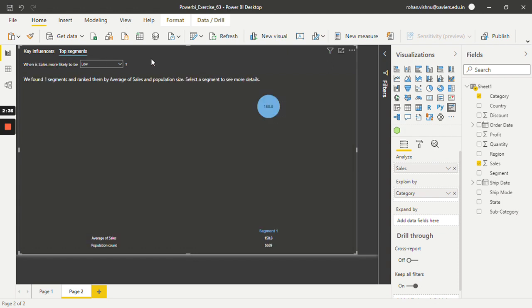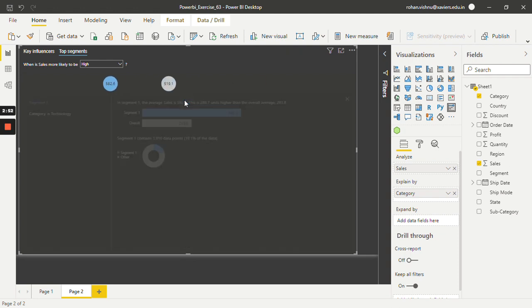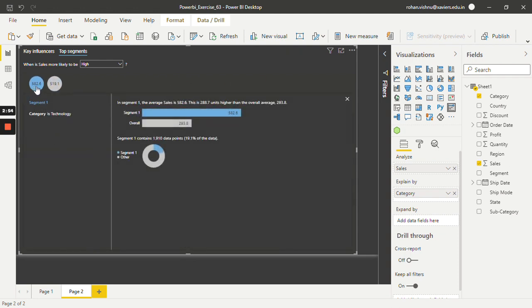So over here again we have two options: when sales are more likely to be low or high. Let's see first for high. The key influencer has automatically made two segments for us. Just click on any one of them. Now in the first segment, they have taken category as technology, which means they are only taking data for category technology, which is basically 19.1% of the data.